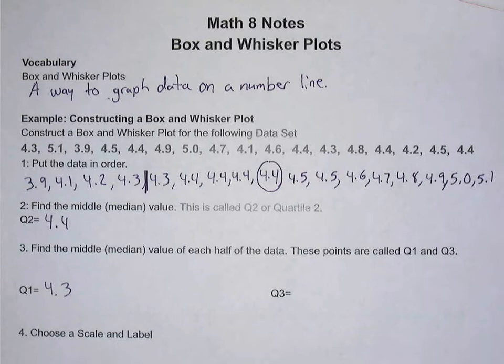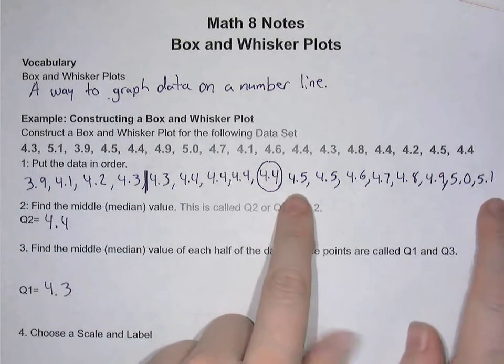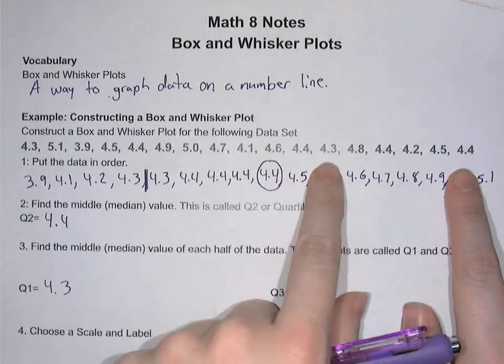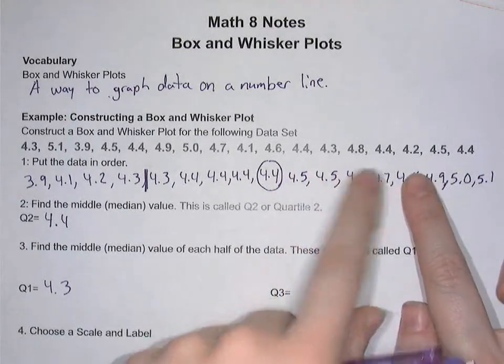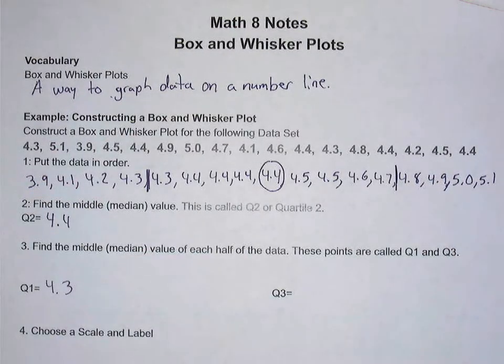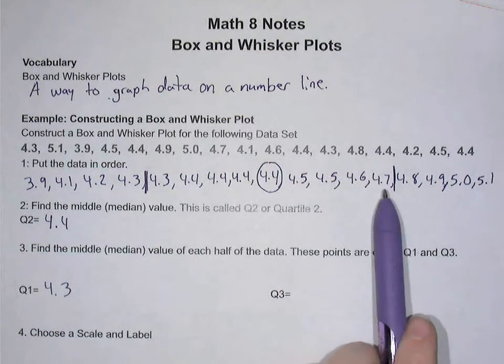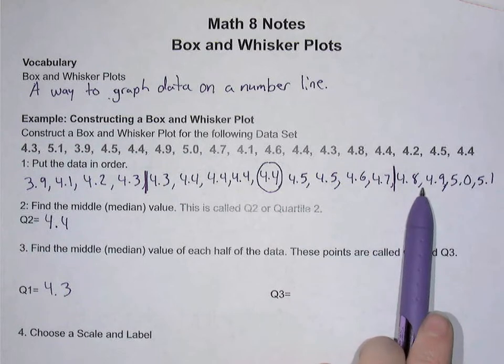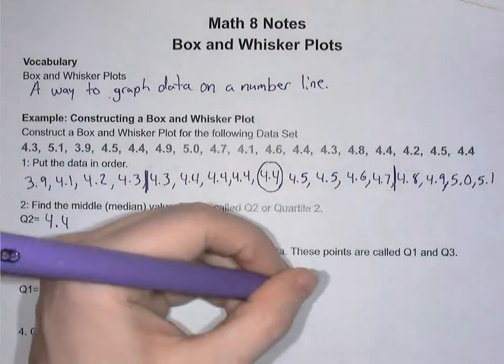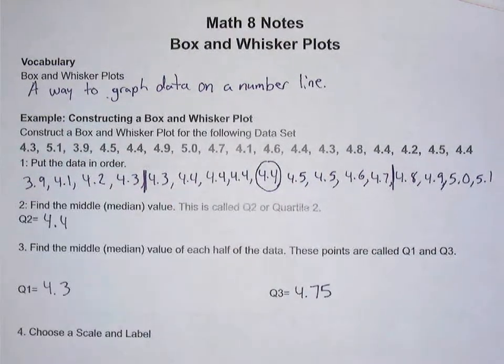When we find our Q3, we're going to take this side of our data and do the same thing to find the median. So cover up one, cover up another, another, another. Our Q3 ends up right between 4.7 and 4.8. So if you had forgotten how to do that from last year or the year before, to find that median, we're just going to go halfway in between 4.7 and 4.8. And halfway in between 4.7 and 4.8 is 4.75. So my Q3 is 4.75.